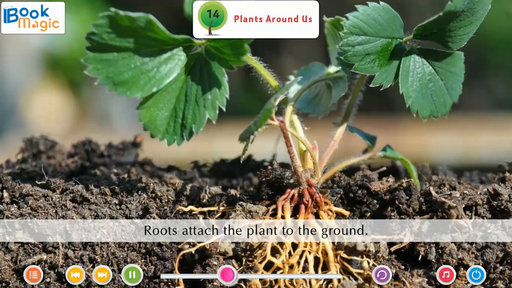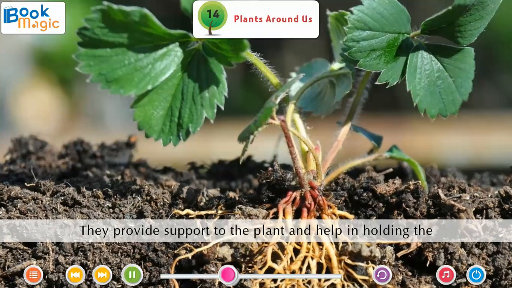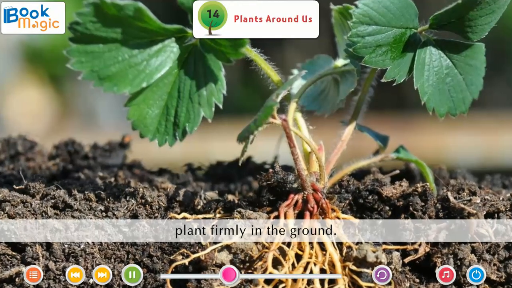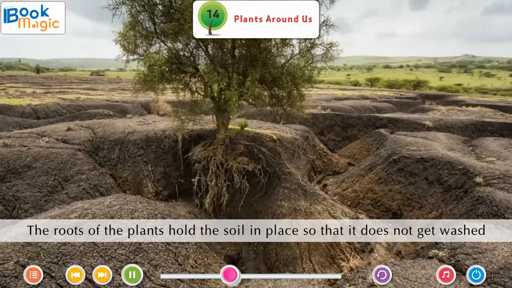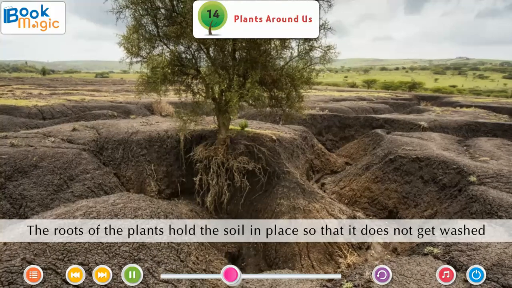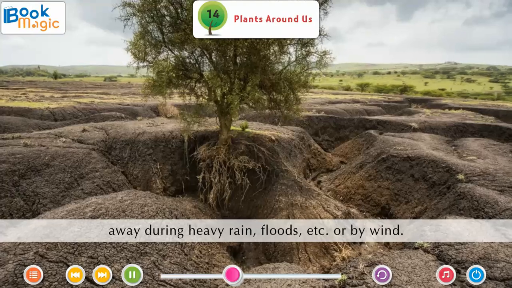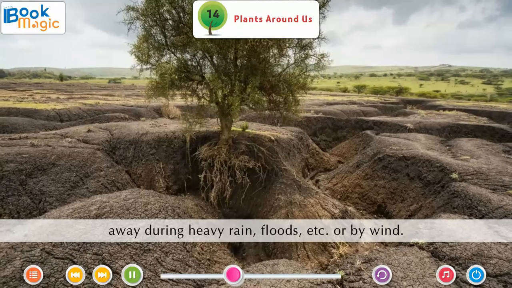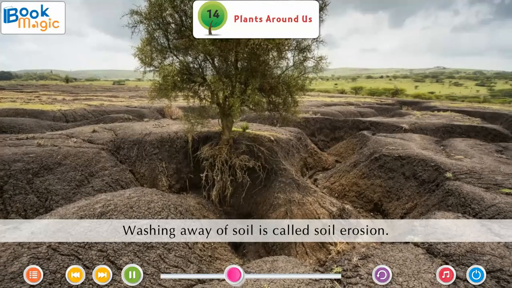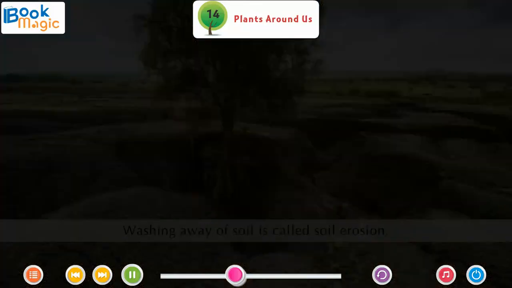Functions of roots. Roots attach the plant to the ground. They provide support to the plant and help in holding the plant firmly in the ground. The roots of the plants hold the soil in place so that it does not get washed away during heavy rains, floods, etc. or by wind. Washing away of soil is called soil erosion.